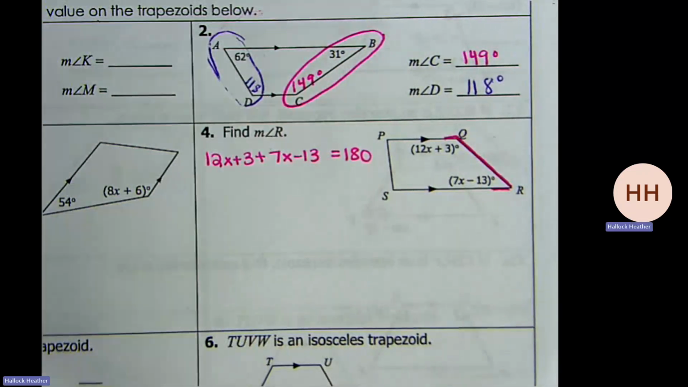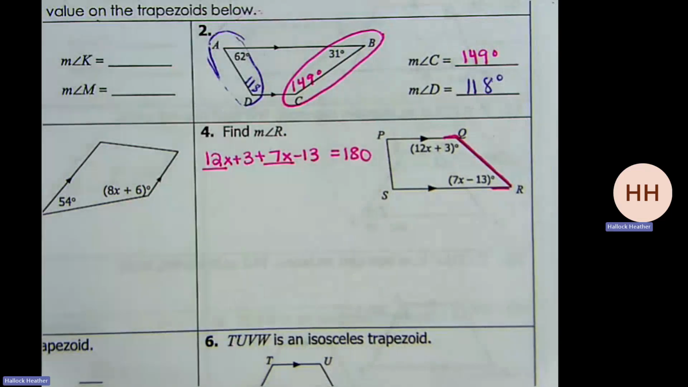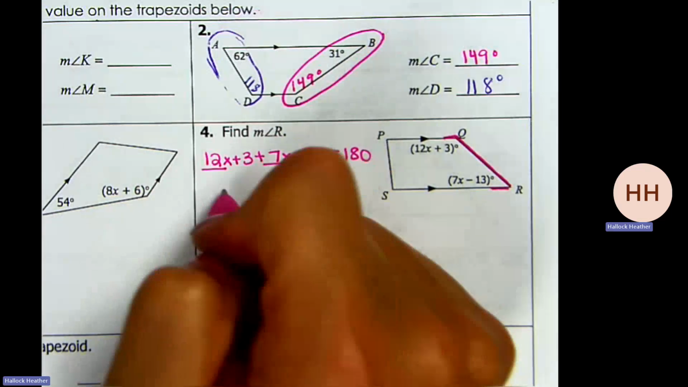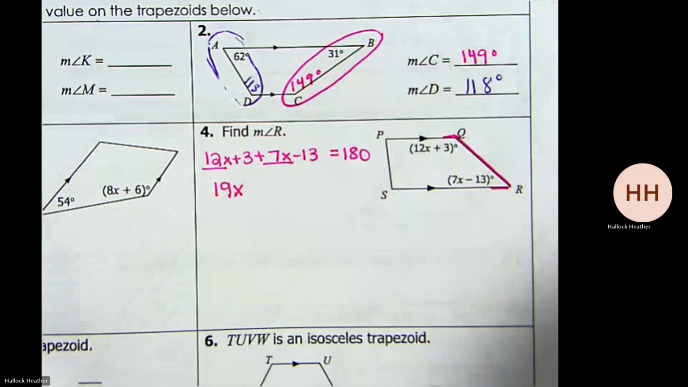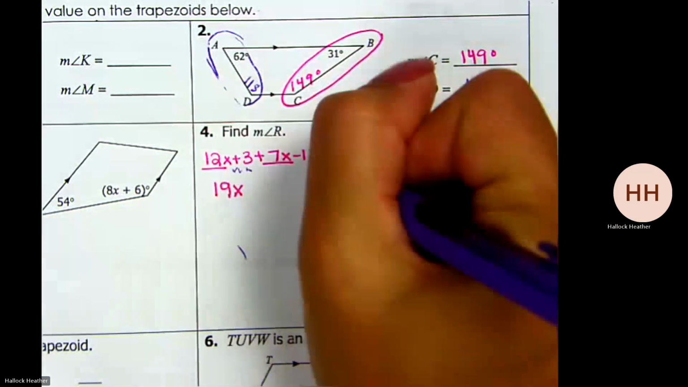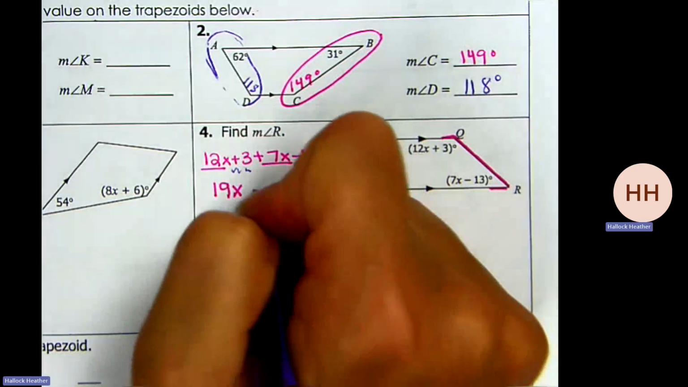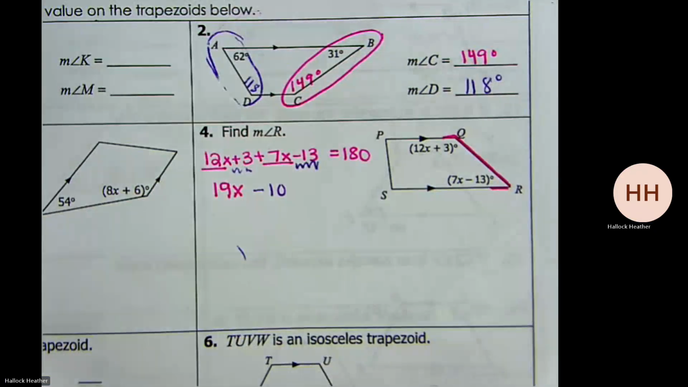So now I can combine like terms like we've been doing. I'm going to start with my x's. 12x and 7x combine together to make 19x. And then I have 3 minus 13. That's not going to make 16. Negative 10. Good. Equals 180.